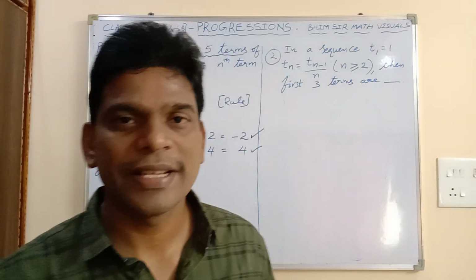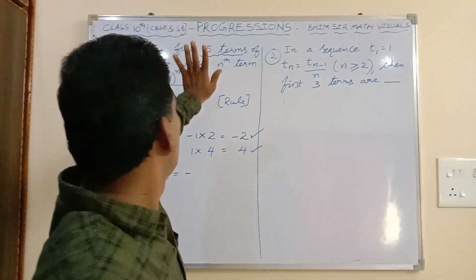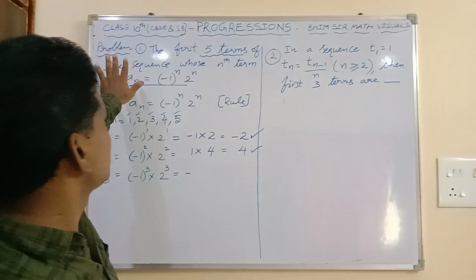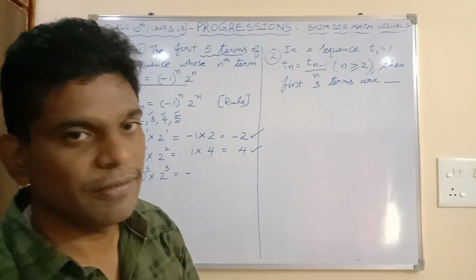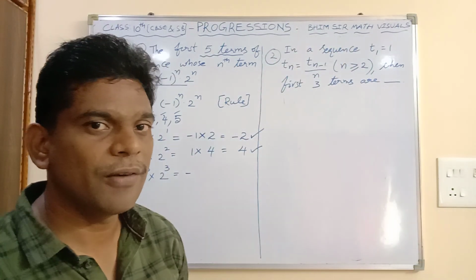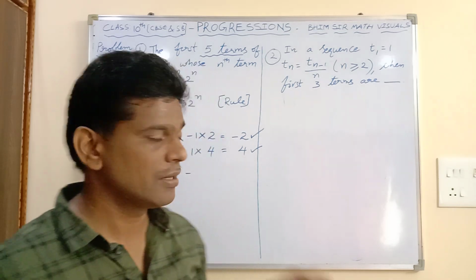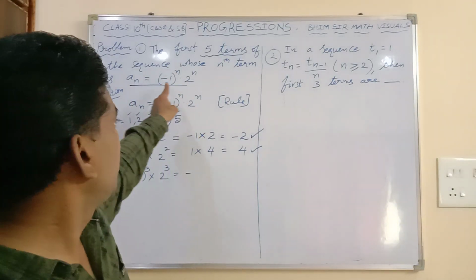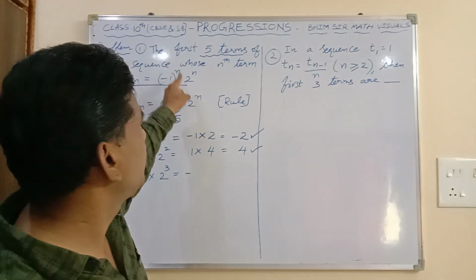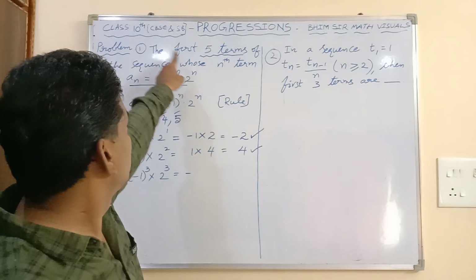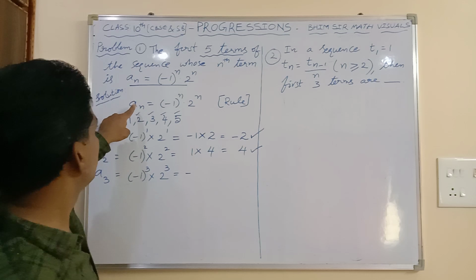Today we are going to discuss progressions from class 10th. In these progressions, let us discuss this problem about sequence. What is a sequence? The group of numbers followed by a rule is called a sequence. In this question, the given rule is a_n = (-1)^n × 2^n. We are asked for the first 5 terms.